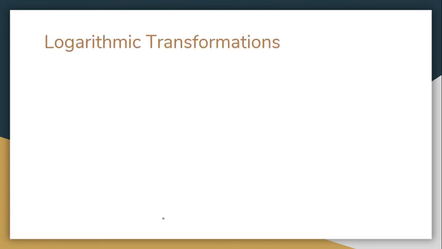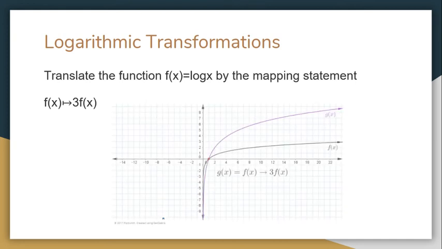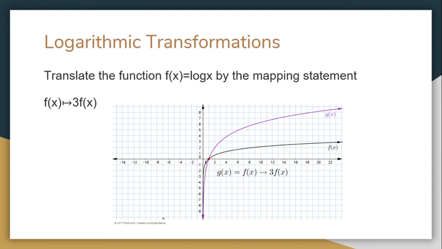Let's now move on to logarithmic transformations and see how logarithmic functions behave. So if we translate the function f of x equals log x by the mapping statement f of x goes to 3f of x, remember the number out in front: if it's greater than 1, it's going to stretch it. If it's less than 1, it's going to compress it. So it's going to become either bigger or smaller. You can clearly see here that our new graph, the purple one, because we multiplied our function by 3, is now much bigger. It's much wider and farther apart.